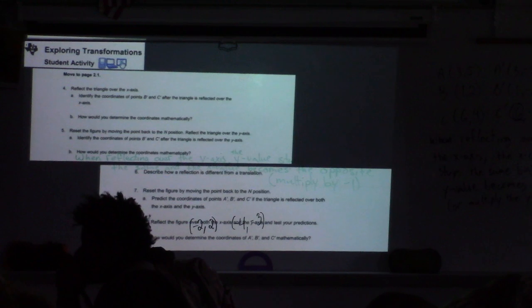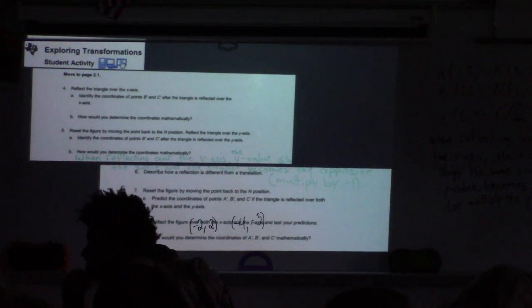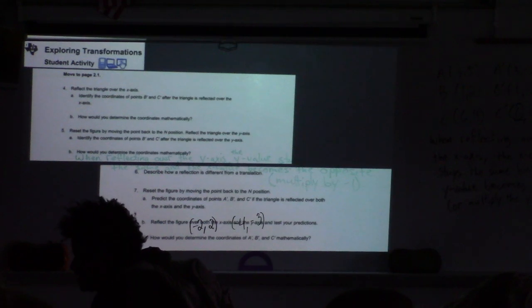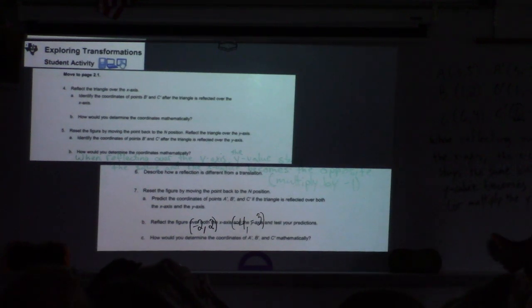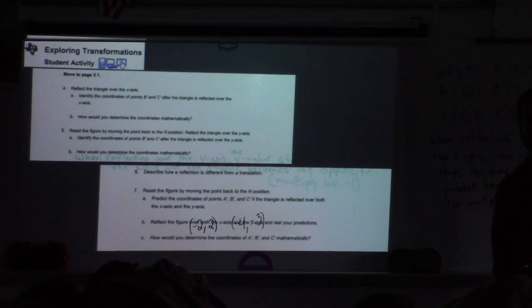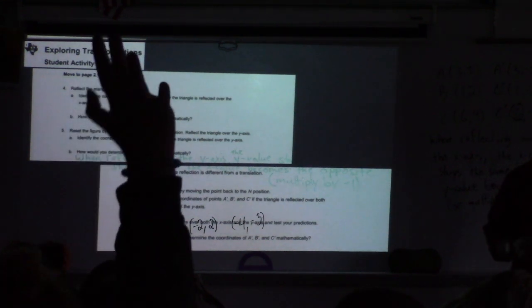So, a couple of quick things I want to point out about this. Is it weird to anybody else how we reflect over the y-axis and the x value changes? Has anybody thought about that yet? Do we want to talk about it? Please raise your hand if you do want to talk about it.